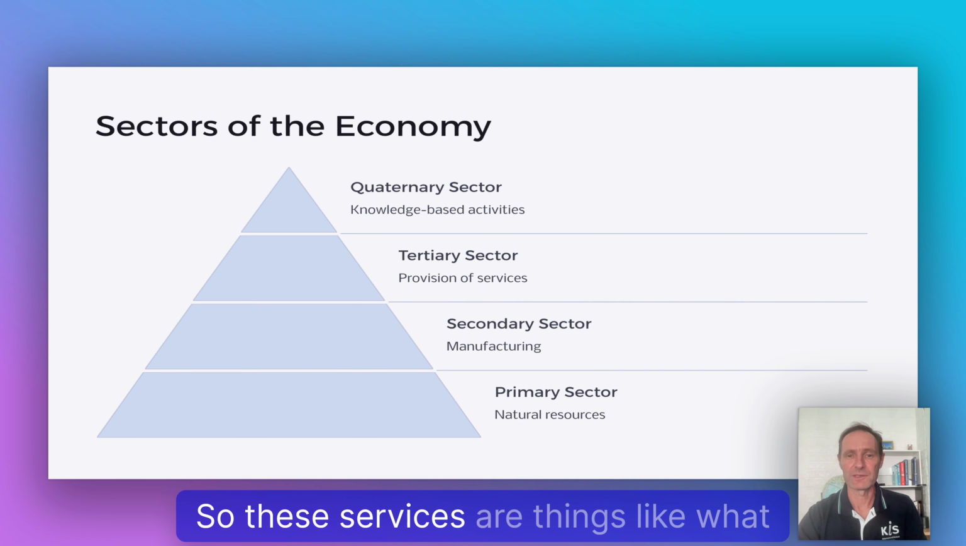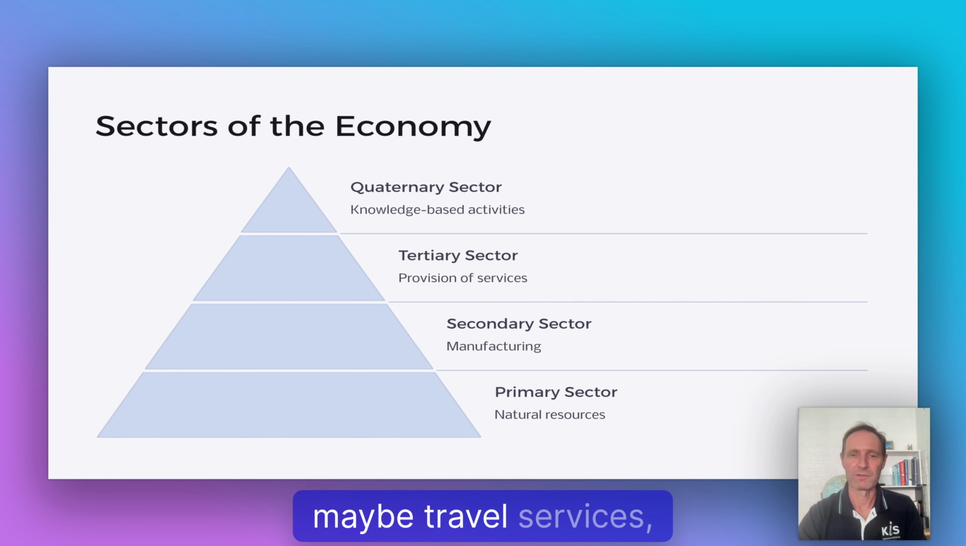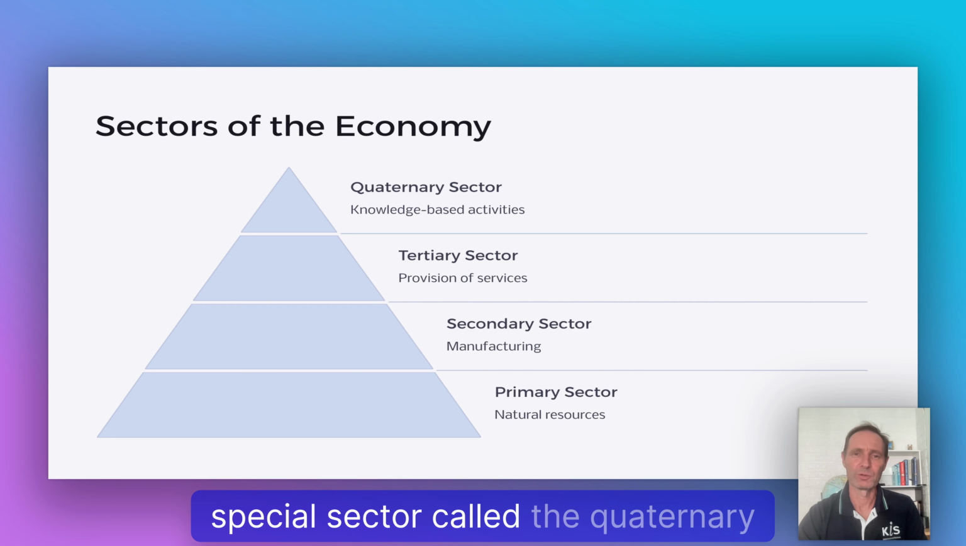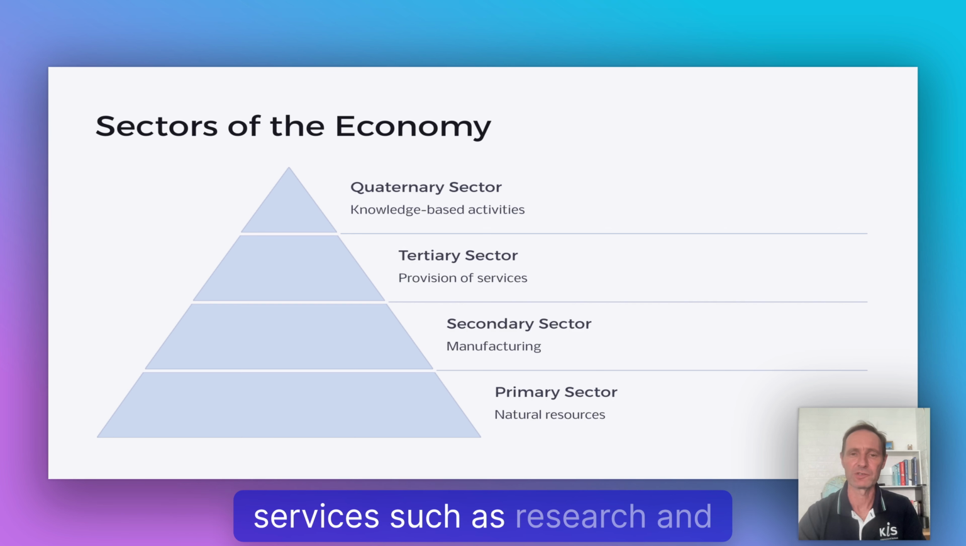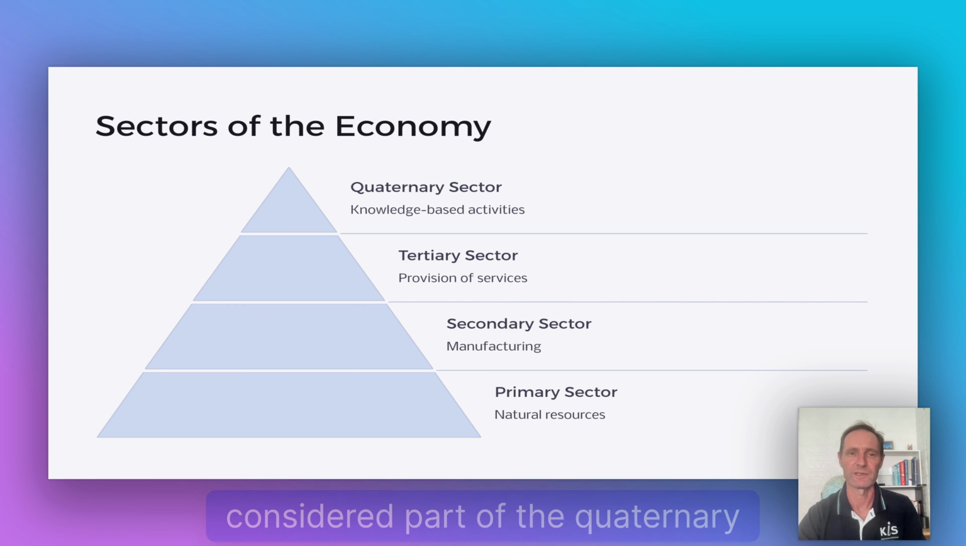So these services are things like what we saw on the previous slide, things like haircuts, maybe travel services, hotel services, education. And a part of the tertiary sector is a special sector called the quaternary sector. And these are like knowledge-based activities. So these are more high-tech kind of services such as research and development. And also sectors of the media would be considered part of the quaternary sector.